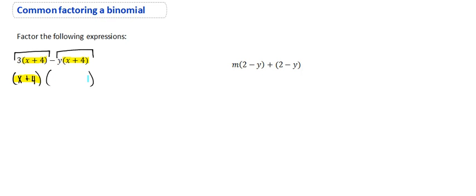To find out what goes in the brackets, we need to take each jumbo term and divide it by x plus 4. Let's look at the first jumbo term. It's 3 times x plus 4. So if we divide it by x plus 4, we're just left with the 3.